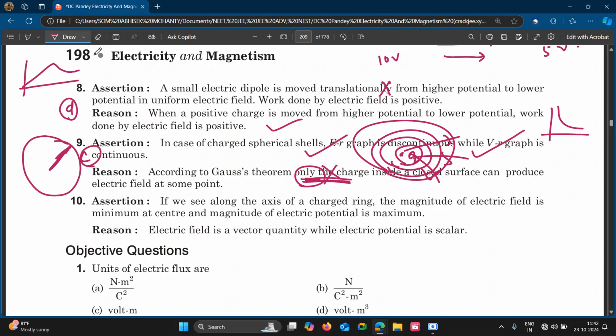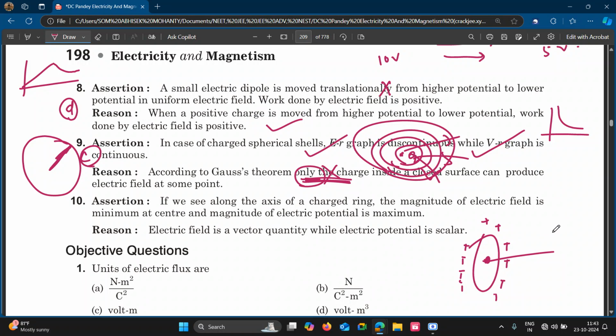Axis of a charged ring. Okay. So at this point, it's saying electric field is minimum. So that's correct. Electric field will be minimum here. Magnitude of electric potential is maximum. Okay. Magnitude of electric potential will be maximum. Yeah, that's also correct. V is equal to kq by r.